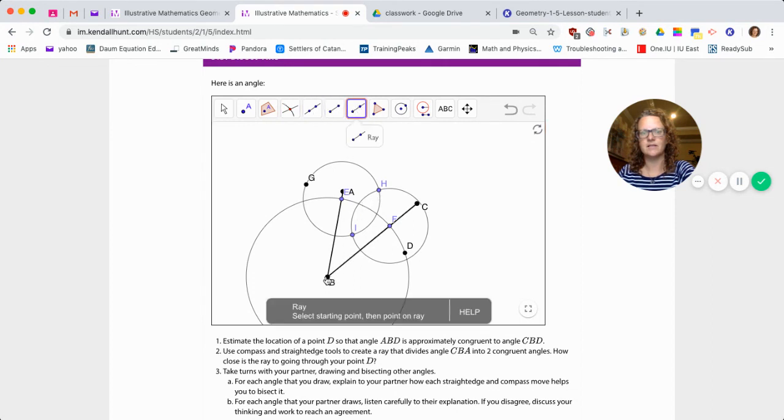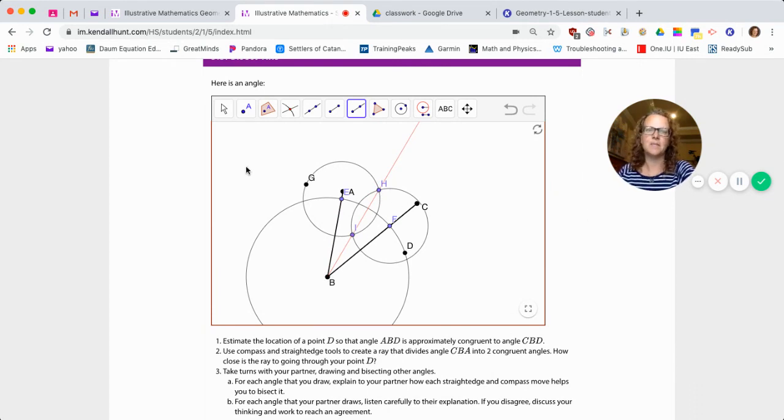ray. Okay, I know it's an angle bisector because it also cuts segment EF into equal pieces and it's perpendicular to EF. All right, so again, you can write down just a few bullet points on how to do that construction, and it works the same on paper.